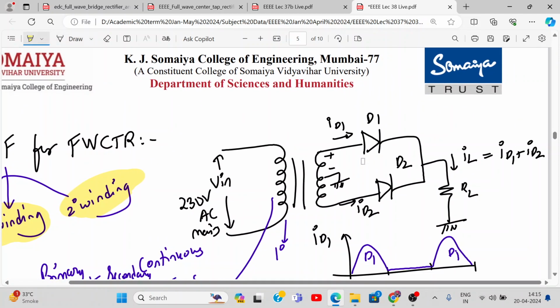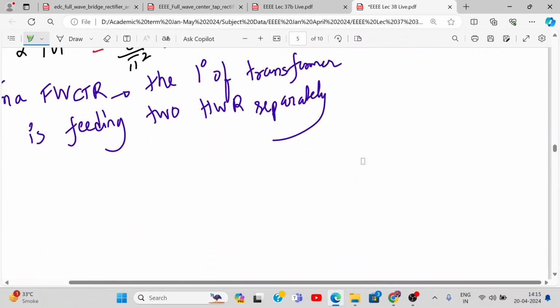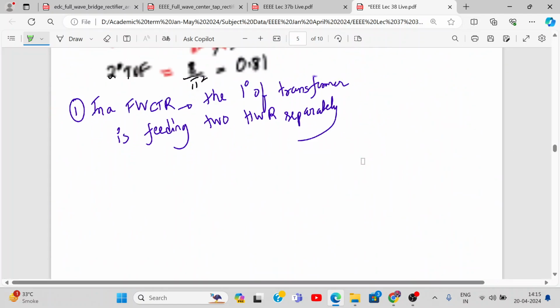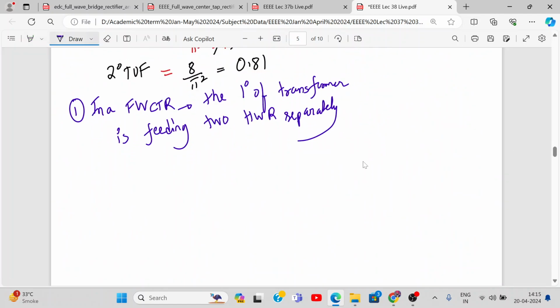See here, if I see only this portion, what is this? This is nothing but a half wave rectifier, yes or no? And if I see this portion, this is again a half wave rectifier. So the yellow portion and the green portion are two half wave rectifiers, right? So we say that in a full wave center tap rectifier, the primary of the transformer is feeding two half wave rectifiers separately, and these two half wave rectifiers work independently of each other but feed a common load.